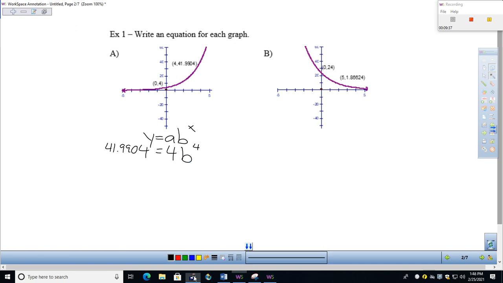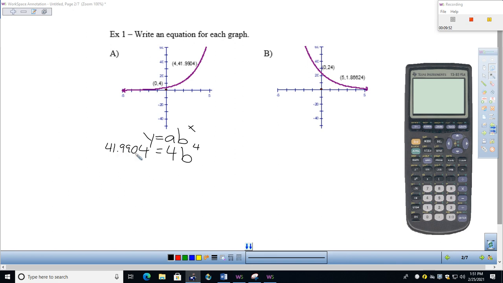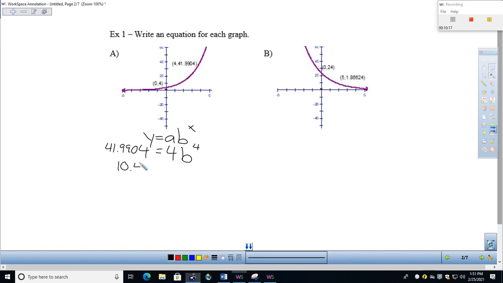So I'll bring up my calculator. We're going to do 41.9904, and we're going to divide by 4, of course. So I'm going to do that here. Let's get that going. There we go. 41.9904. Divide that by 4, of course, and we get 10.4976. So I'm going to write that right here. 10.4976 equals b to the 4th.